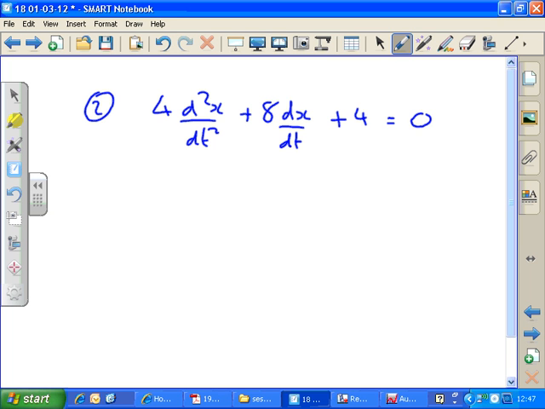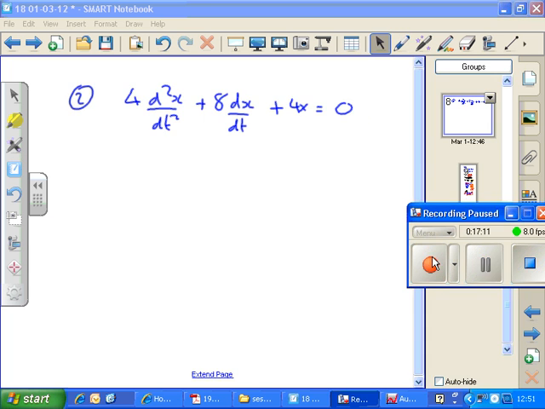Okay, so go through the steps. Form the auxiliary equation and then solve, step 2, and then write the form of the solution. And I'll just pause it while you have a go. Okay, so this example, don't forget that should be 4x, which I should have put there. Let's have a look at the solution.